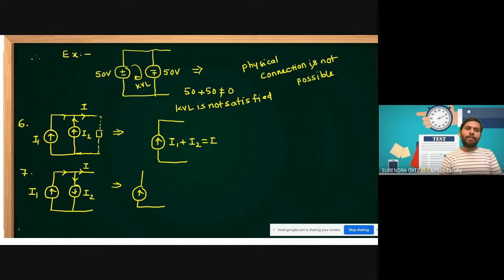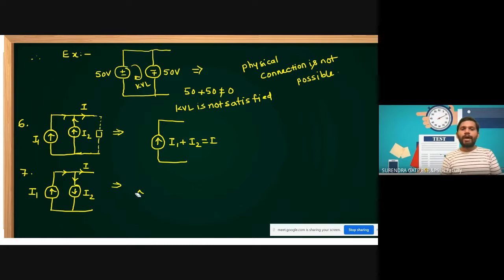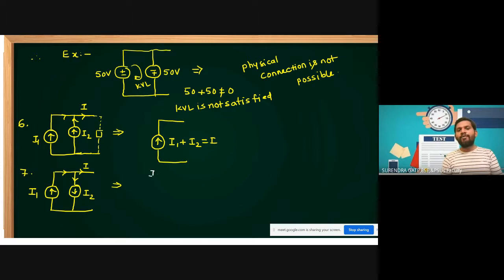These two currents are opposite. Then you can replace like this: I1 minus I2. The condition is, if I1 is greater than I2, the resultant source current direction is the same as that of I1 only, based on magnitude. Then you can write I equal to I1 minus I2.